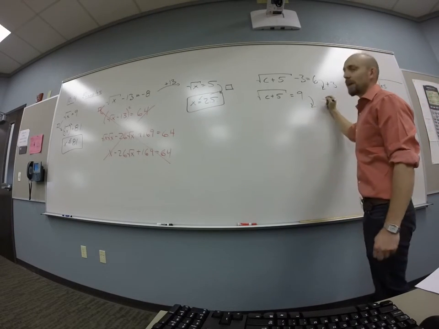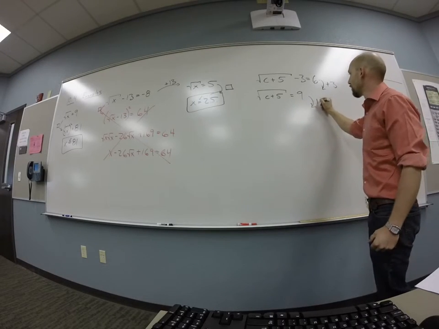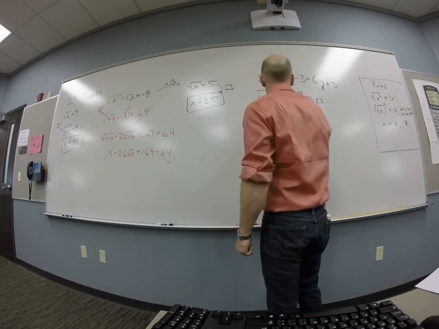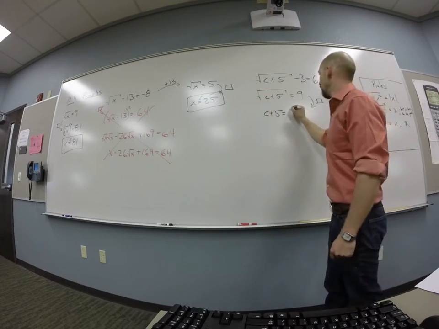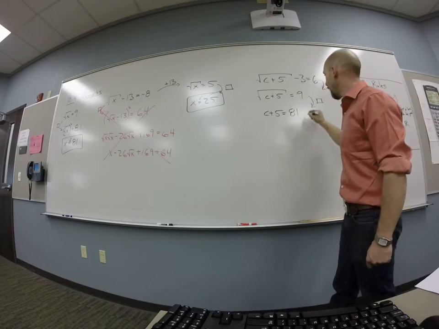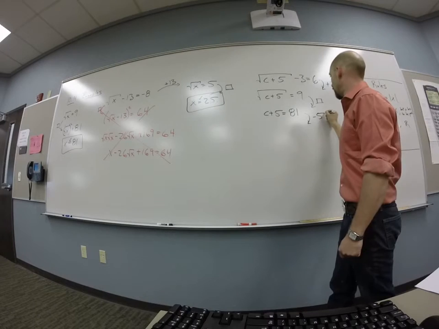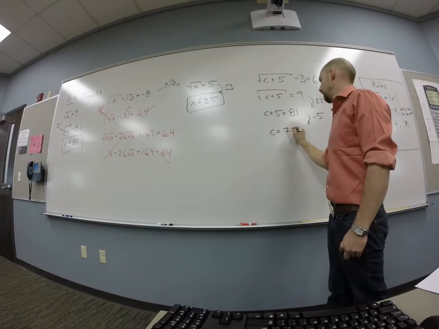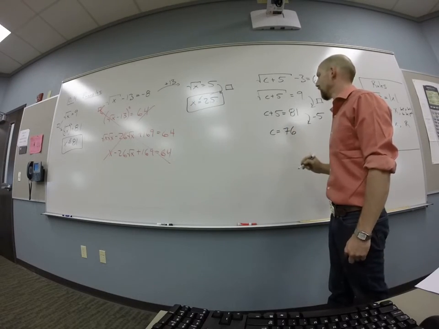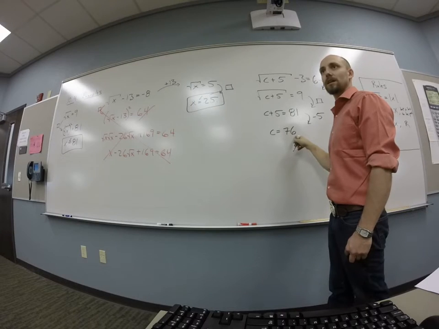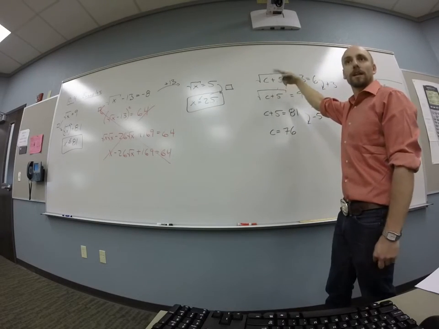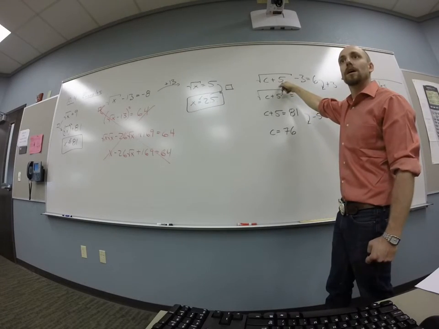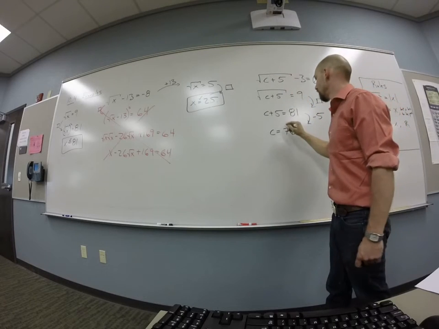So once I've got the square root by itself, I square both sides. Then I've got c plus 5, and that's 81. Then I subtract 5. I get c is 76. Then what should I do with 76? Plug it in here, make sure that I can take the square root of it. So I get 76 plus 5 is 81. I can square root that, so I'm good.